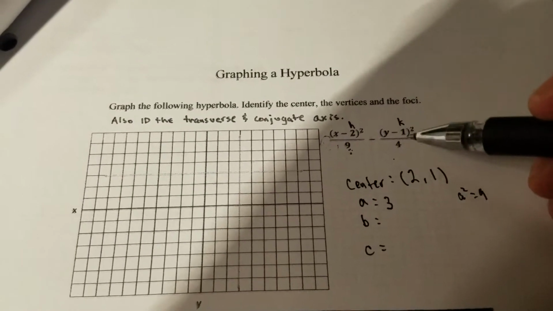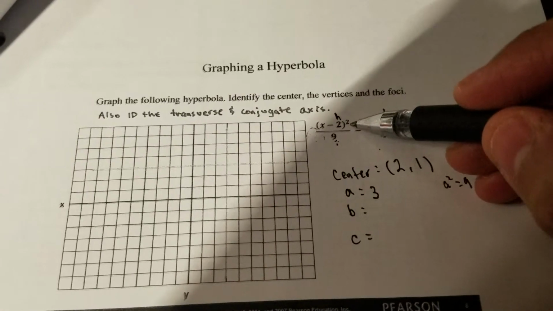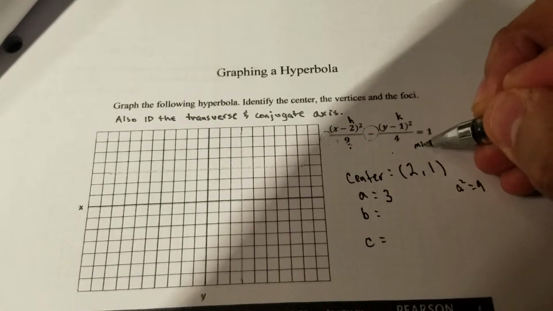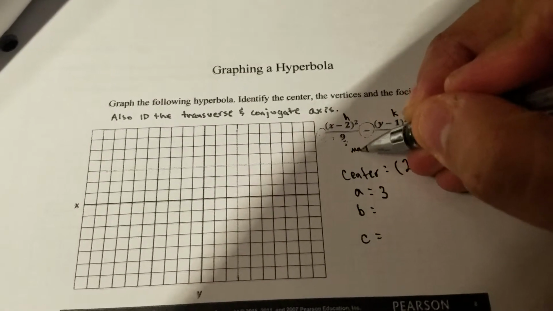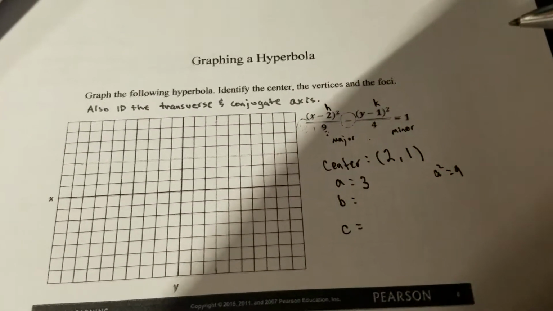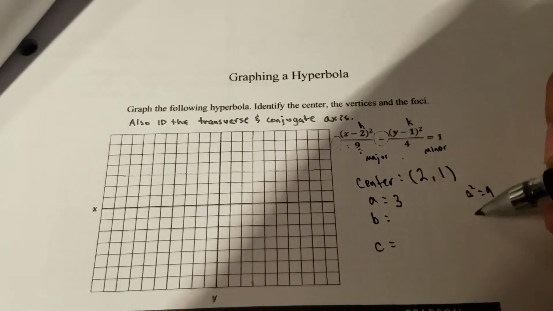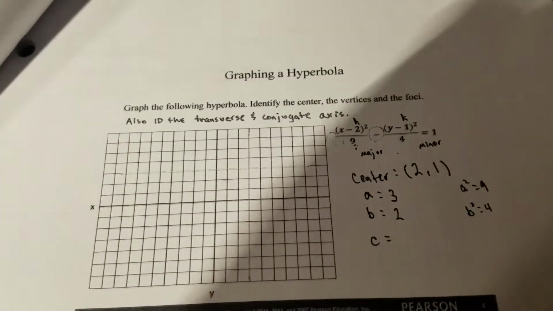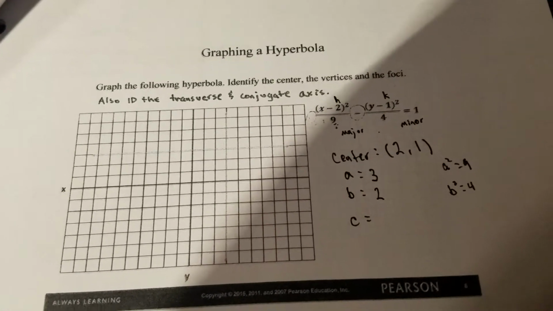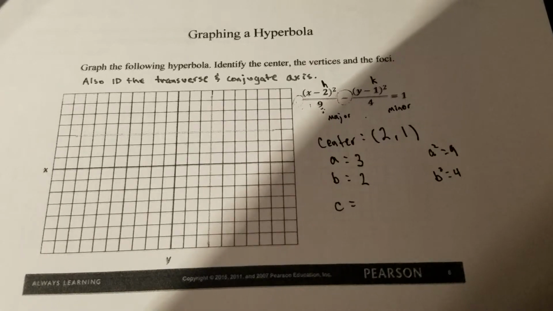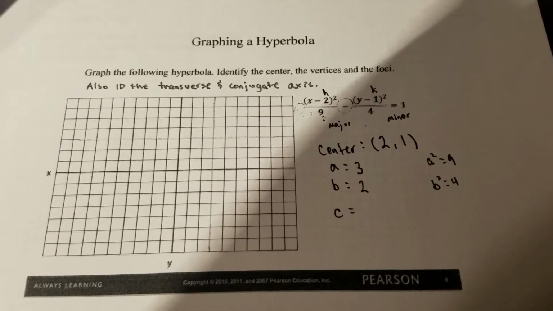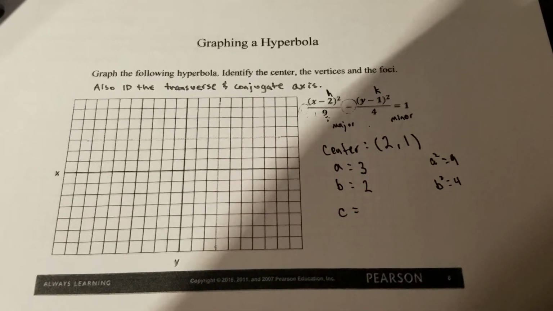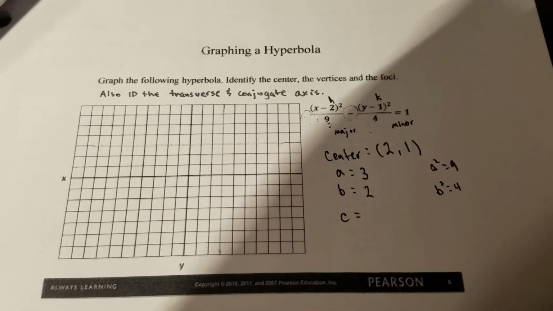Okay, so I see a negative sign right here in front of the Y, so that means that this one is the minor. Okay, so this one right here, the B squared value is equal to 4, so B is equal to 2. Okay, now I'm going to ask you guys to go ahead and find the C value. Again, this may not be necessary to find just yet, when it comes to graphing and anything like that, but I want you to find it.